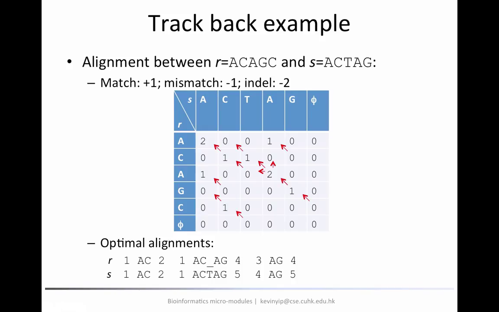Now we can start at the second occurrence of 2. So if we do that, we start from this cell, and then we have 2 diagonal arrows. So again, we can form the alignment, which is the third one here, aligning the positions 3 to 4 of R with the position 4 and 5 of S. That is the last alignment, and we have finished the whole traceback process.